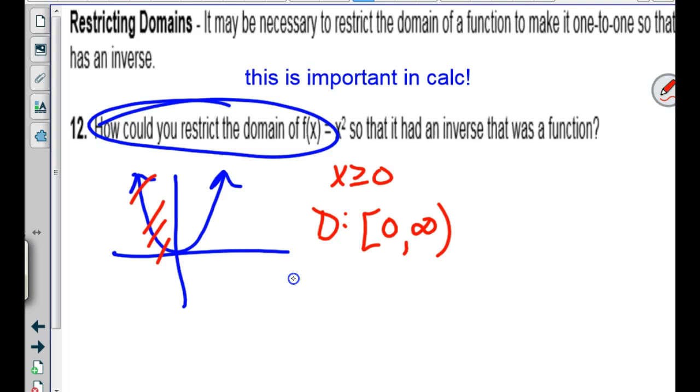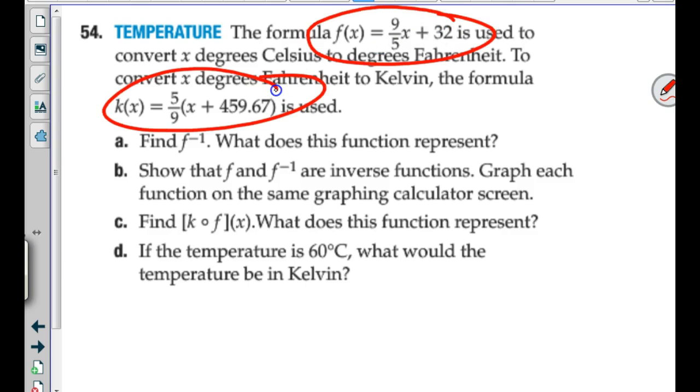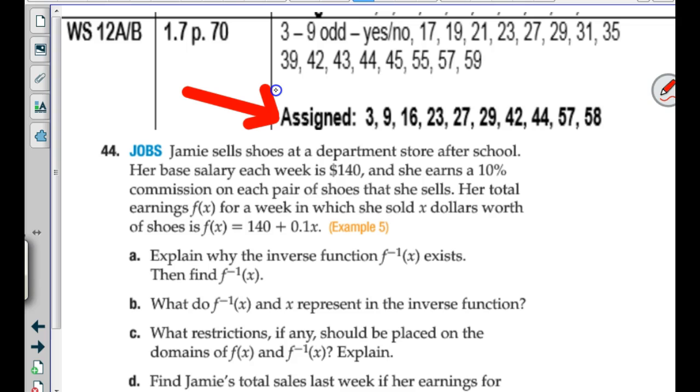Do we have to do another one of those, or are we good? Do you have this question? Okay. So this is the formula for Celsius to Fahrenheit and Fahrenheit to Kelvin. Oh, they want us to do the inverse of this and then the inverse of this. Yeah, I'm voting we're out of time too.